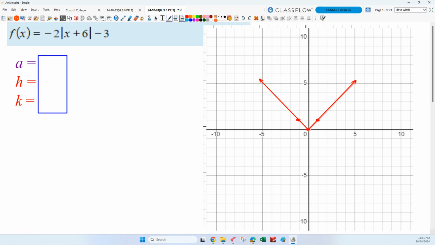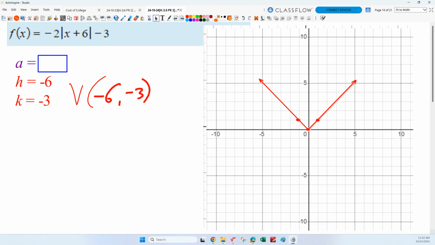I want to graph f of x. What do I do first? Where's the vertex going to be? 0, 0. Okay, but where's it going to be? Negative 6, negative 3, right? Right. Because h is negative 6. Okay, so my vertex is going to have coordinates negative 6, negative 3. So I take this guy, negative 6, negative 3. Okay, good.